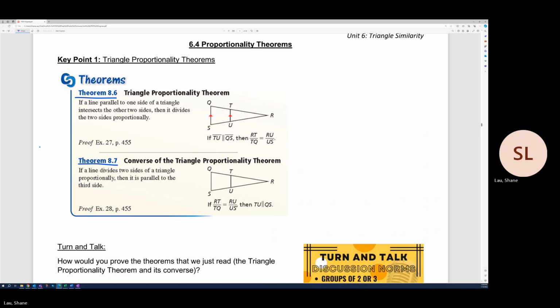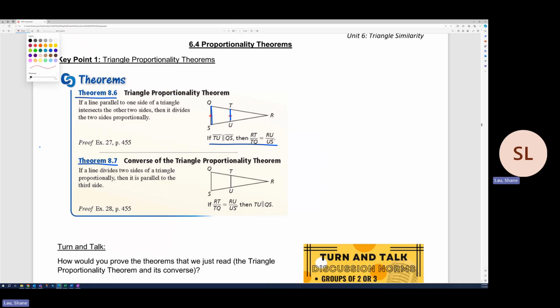With this first theorem, the triangle proportionality theorem, what I really say is most important is this if-then statement. If you can understand the if and then part of the theorem itself, more likely than not, you don't need to read the paragraph. However, the paragraph is there for you to reference if you need to. It says if segment TU is parallel to segment QS, which are these two blue ones right here, then RT over TQ equals RU over US.